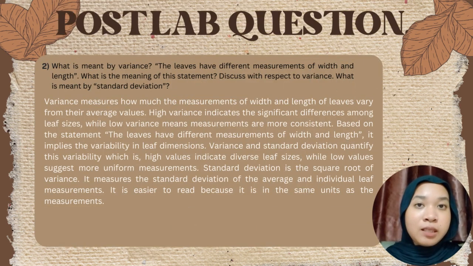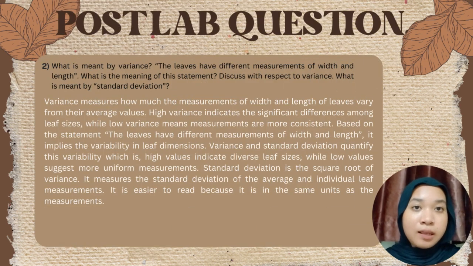Question 2. The answer is variance measures how much the measurements of width and length of leaves vary from their average values. High variance indicates significant differences among leaf sizes, while low variance means measurements are more consistent. Based on this statement, the leaves have different measurements of width and length.